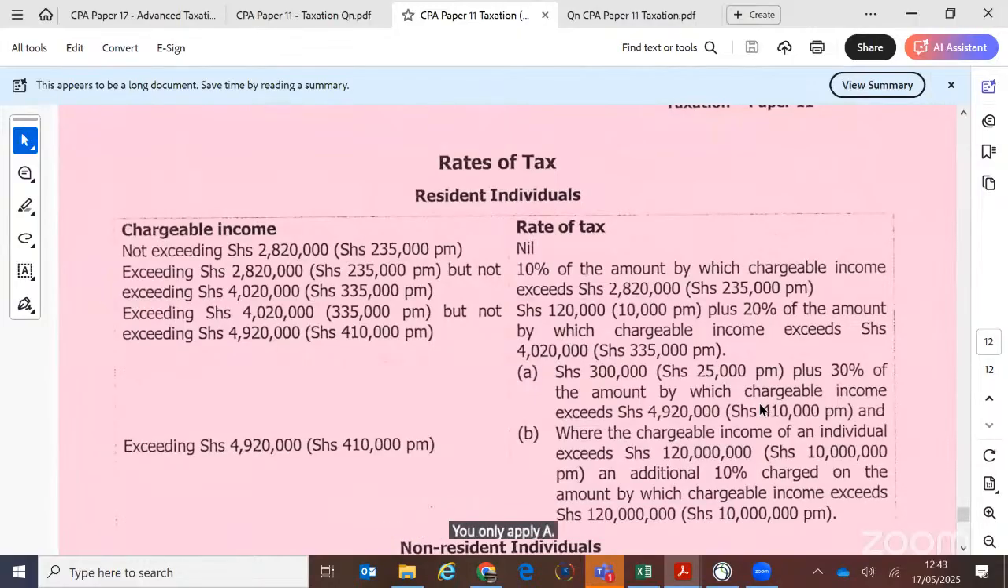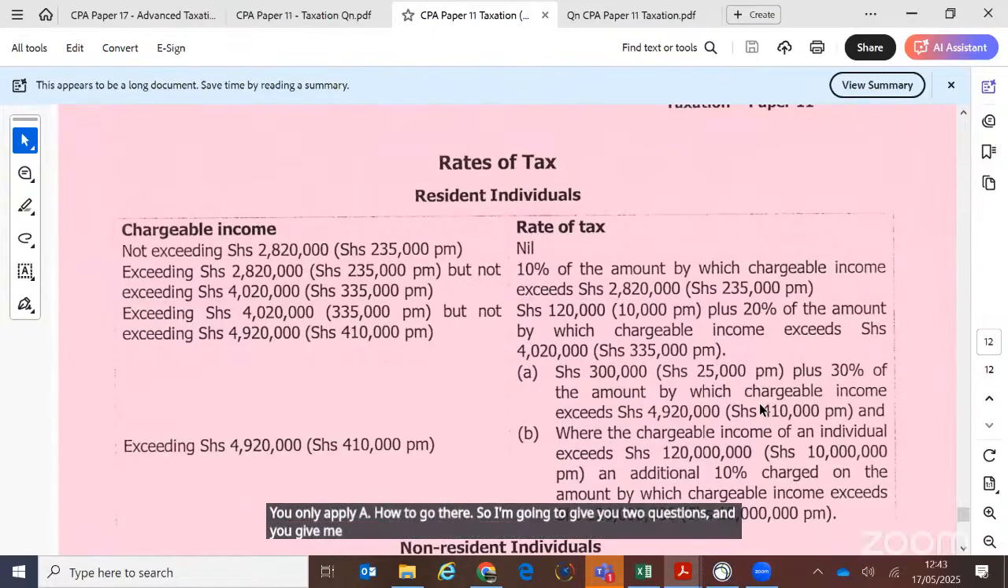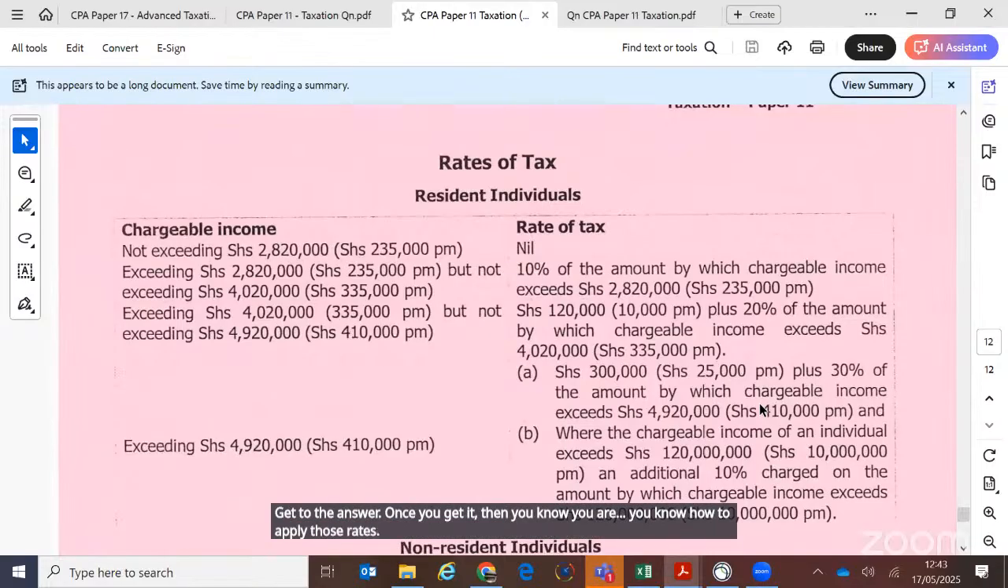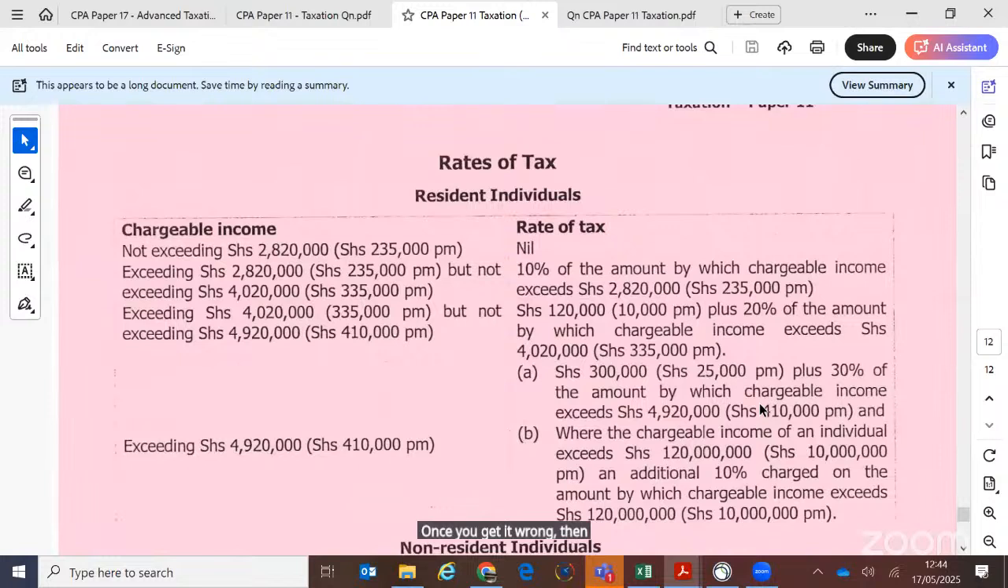Are we together? So I'm going to give you two questions, and you give me the two answers. One employee, the chargeable income was 110. And another one, the chargeable income is 150. Get the answer. Once you get it, then you know how to apply those rates. Once you get it wrong, then go and practice. And that will be the end of employment income.